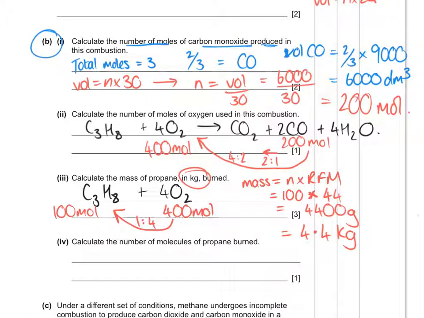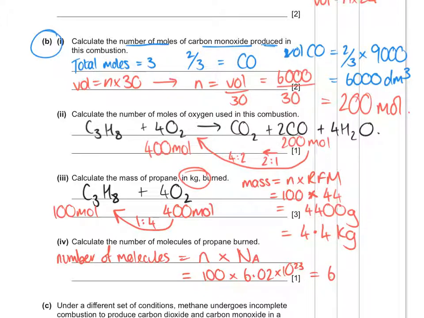Then the last part of the question asks us to work out the number of molecules of propane burned. How we get the number of molecules, or number of any form of particles, is we take the number of moles and we times it by Avogadro's number, Na. We worked out in the previous part that we have 100 moles of propane. Avogadro's number is 6.02 times 10 to the 23. So that gives us a number of molecules of 6.02 times 10 to the 25.